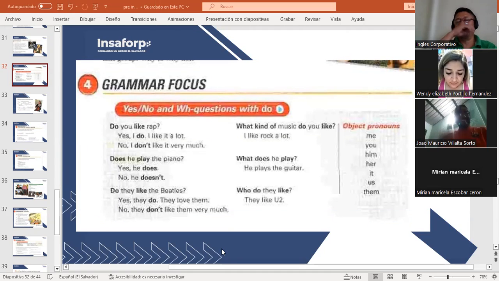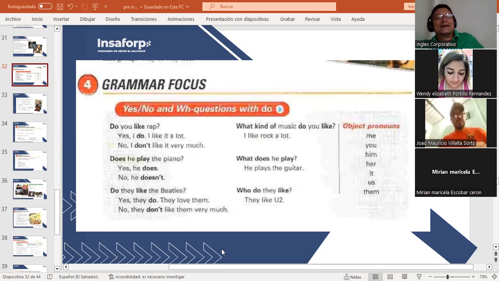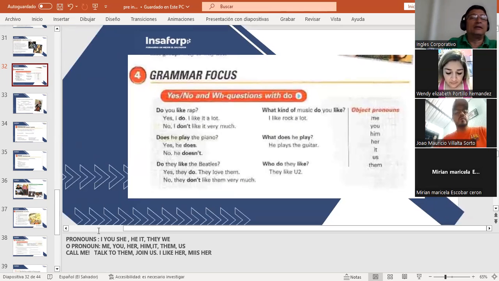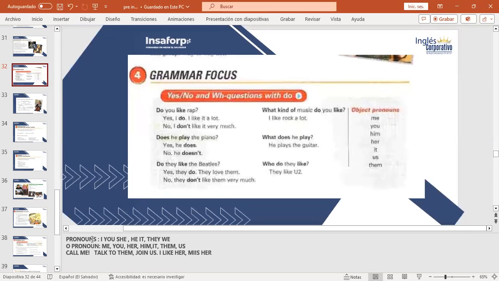Okay, let's start. Remember, this was the last activity yesterday: the yes, no, and WH questions we did, and the object pronouns. Here we have something just to review. We have the pronouns I, you, she, he, it, they, and we. And the object pronouns me, you, her, him, it, them, and us. We talked about some examples like call me, talk to them, join us, I like her, I miss her, etc.